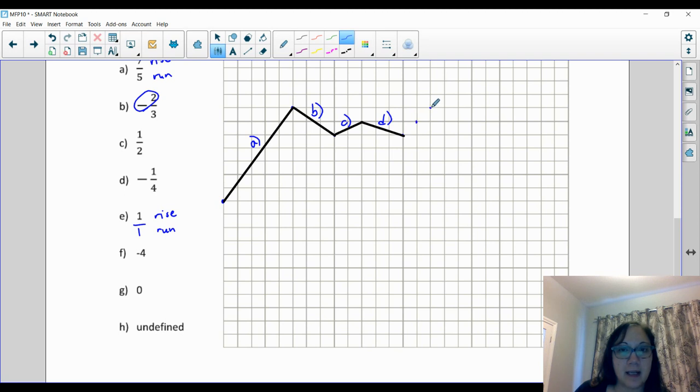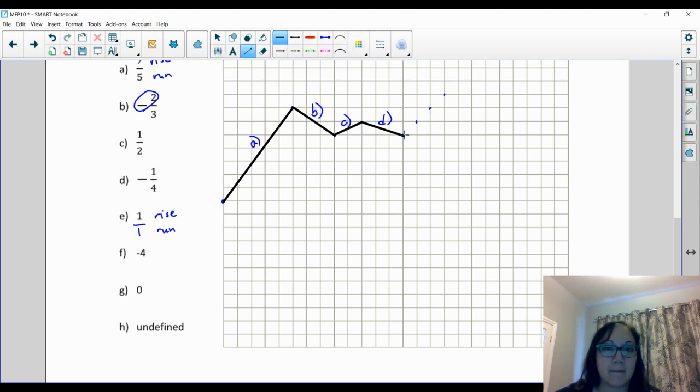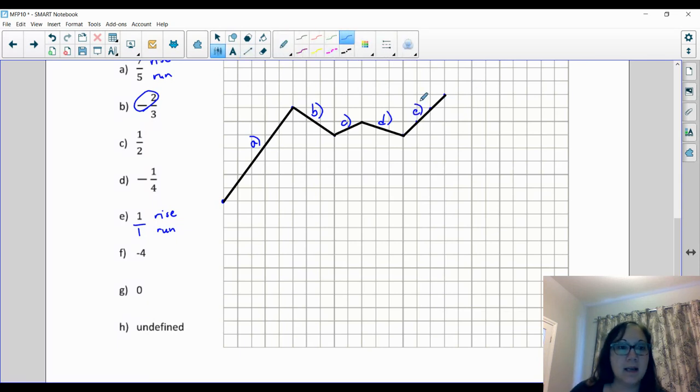And you know what? I can do this as many times as I want. There's nothing saying that I can only go 1 set of slope. I'm going to go 4 this time, just for some variety. Okay, so that is line segment E.